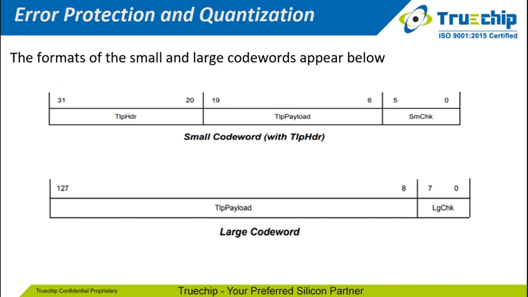The second one is large code word, where the packet is 128 bits and we don't have a TLP header. The starting 8 bits are large check, and the rest, bits 8 to 127, are TLP payload.